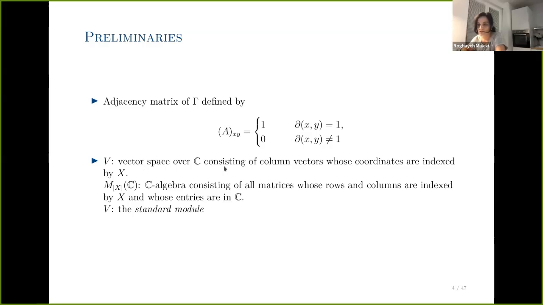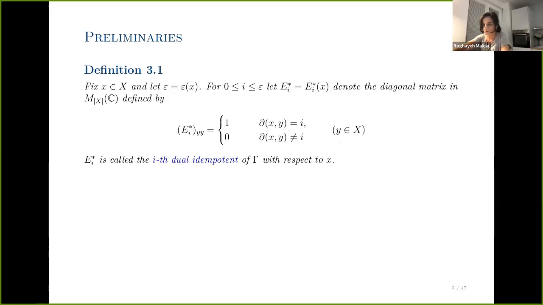And V is the vector space over the complex numbers, consisting of all column vectors whose coordinates are indexed by the vertices of the graph. And Mat_X(C) is just the matrix algebra over complex numbers, consisting of all matrices whose rows and columns are indexed by vertices of the graph, and the entries are from the complex numbers. And V has our standard Hermitian inner product.